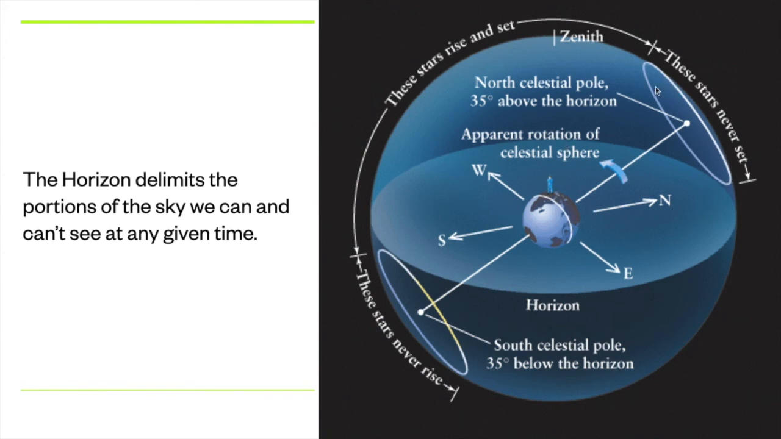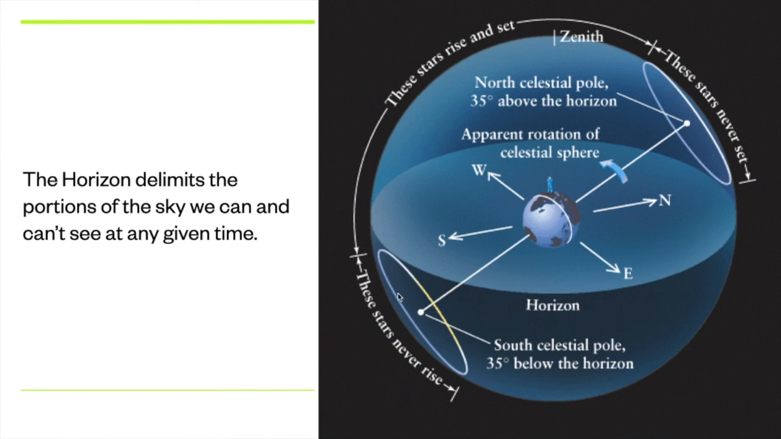Those stars which are within this region of the sky never set for this person, because these stars are moving in such a way that they are always over the horizon of that person. So these are always visible to that person. These are called circumpolar stars.